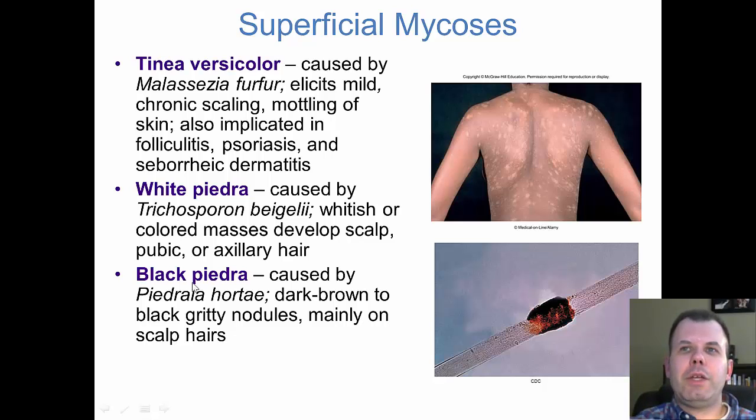And then the black piedra is caused by Piedraia hortae, which forms dark brown to black gritty nodules, mainly on the scalp hairs. And here you can see a hair where it's actually growing on the hair itself. So you see it actually growing on the hair and causing this nodule to form, and it gives you these dark spots on the hair as well. So these nodules on there. And it's not due to excess shampoo or something like that. These are actually fungus infections growing on the hair itself.